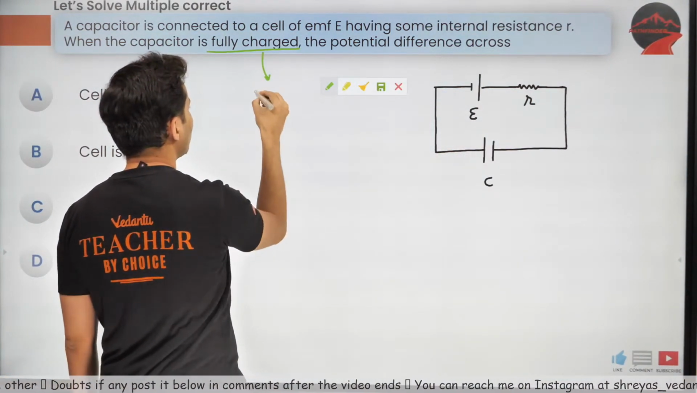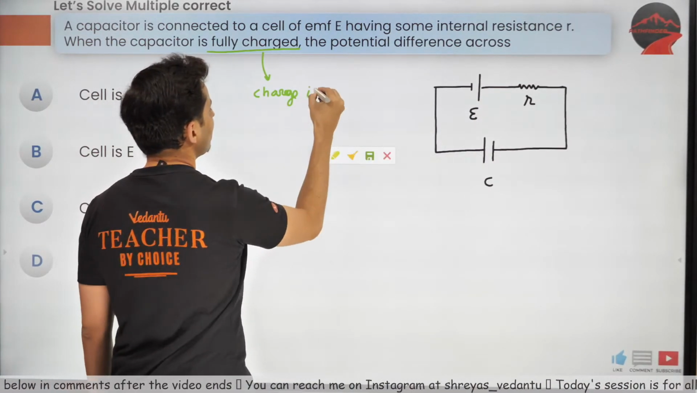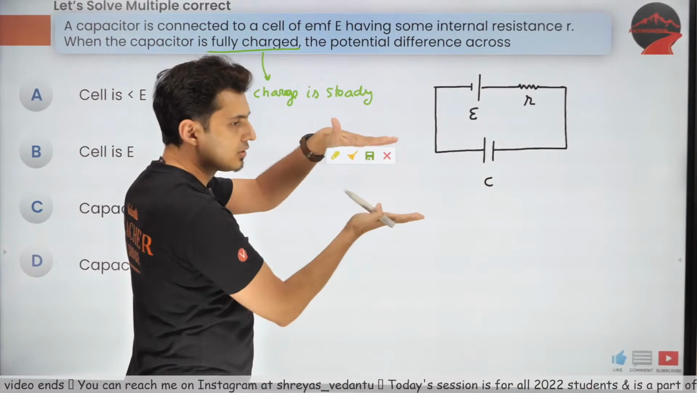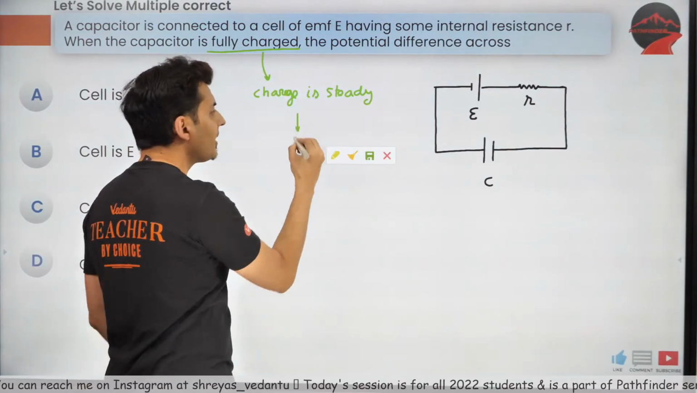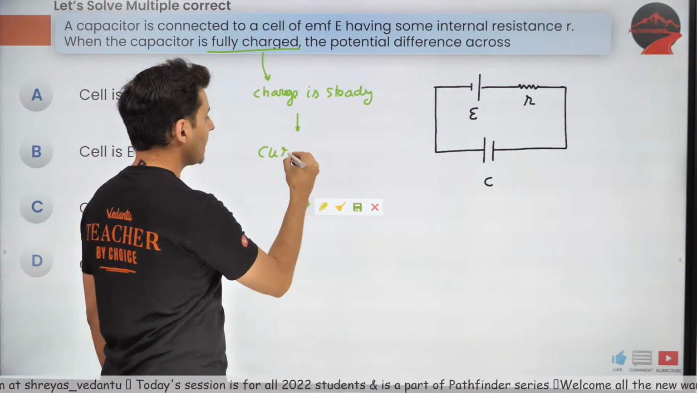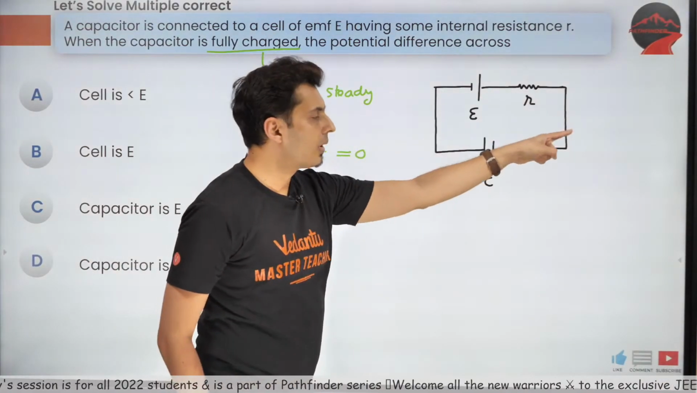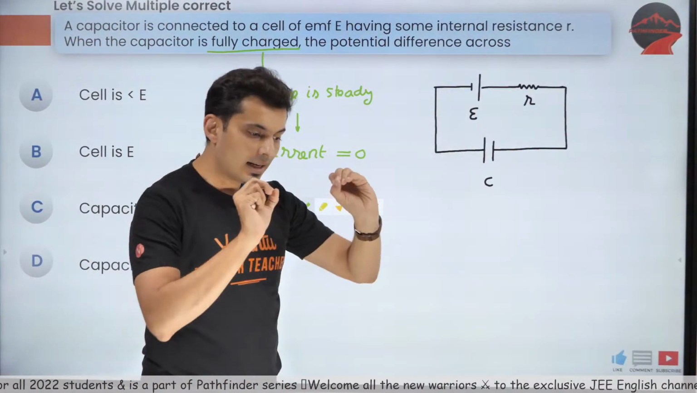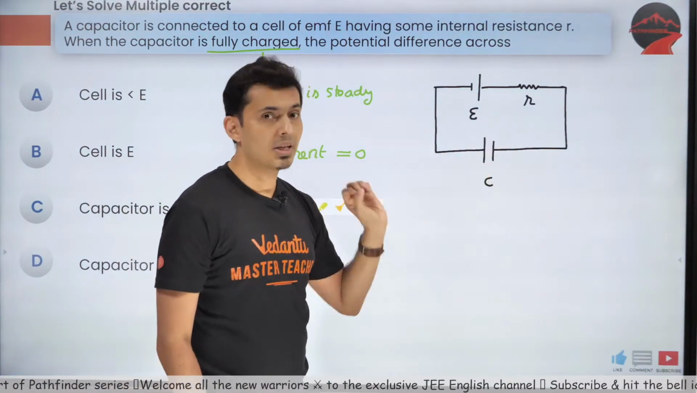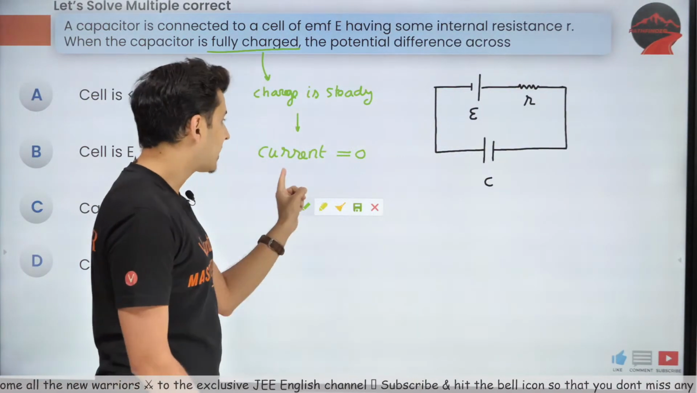The meaning of fully charged is that the charge on it is steady. The charge has reached the final value, it is no longer changing. And if the charge on it is constant, it is steady, that means the current is basically zero. No more current will flow in the circuit because it has finally got its final steady charge. When current flows, it will circulate the charge. Now no more charge is in circulation. So the current is zero.